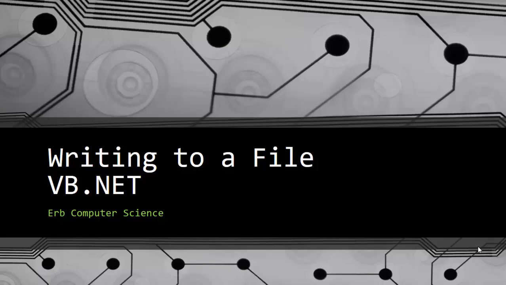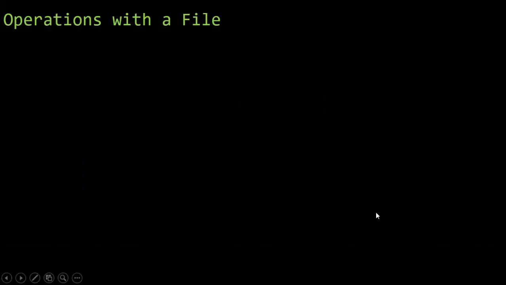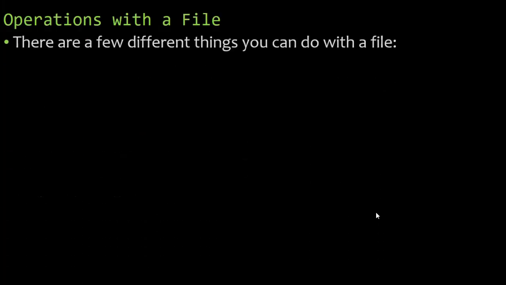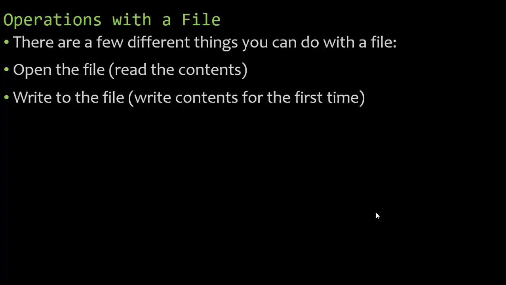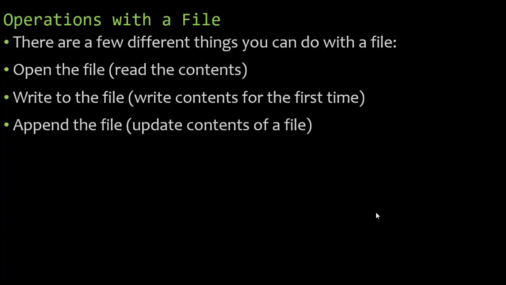In this video, we'll be taking a look at how to write to a file, and we'll be doing that today using VB.net. Now, there are a few different things you can do with a file. You can open the file, which is reading the contents. You can write to the file, which is writing contents to the file for the very first time, or you can append the file, which is updating the contents of a file.